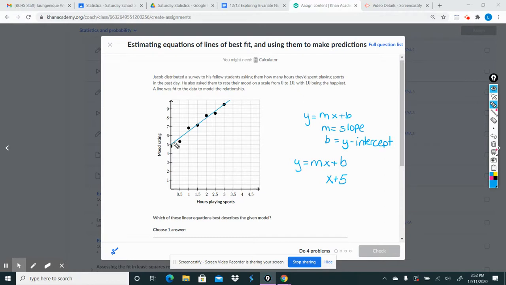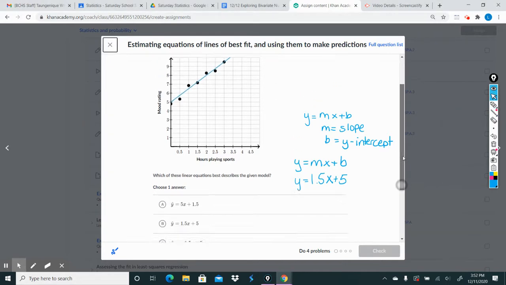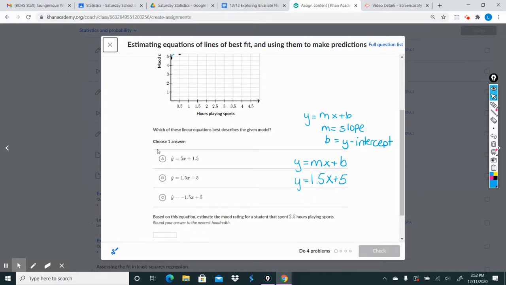And we notice here that we have a positive graph and it's going up about 1.5. Okay, so it's going up about 1.5, and we know that it's a positive graph, so y equals 1.5x plus 5. So looking down at our choices, we have to choose one of our answers here. Y is equal to 5x plus 1.5, y is equal to 1.5x plus 5, which is what we got, and y equals negative 1.5x plus 5.